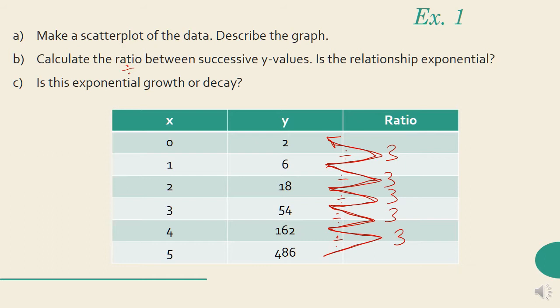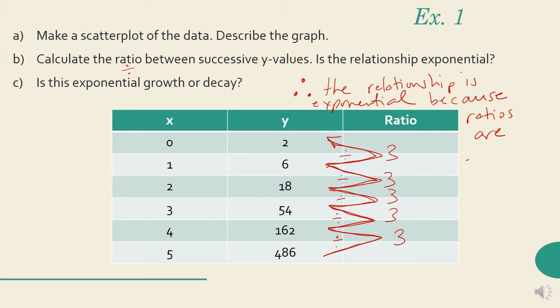With them being all the same, we know that it is exponential. So we're going to say, therefore, the relationship is exponential. And then you always want to say why to show me that you know, you didn't just guess. So the relationship is exponential because ratios are equal. They're all 3.